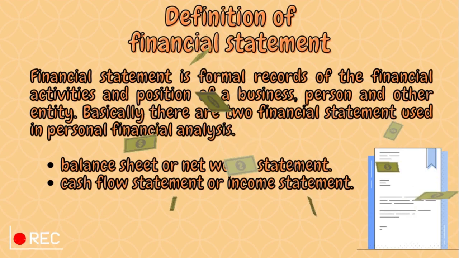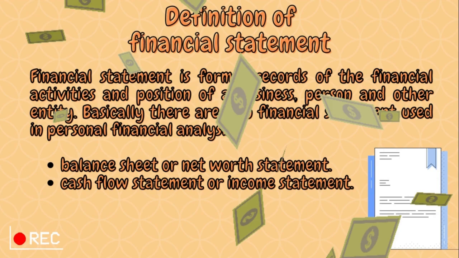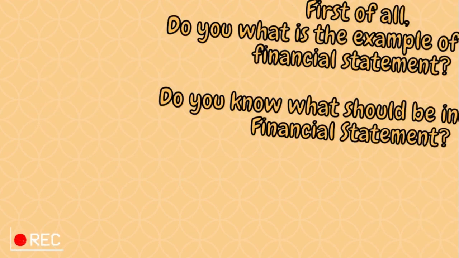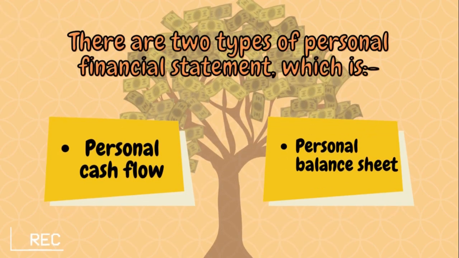Financial statement. A financial statement is a formal record of the financial activities and position of a business, person or other entity. First of all, do you know what is an example of a personal financial statement? Do you know what should be included in a financial statement? There are two types of personal financial statement: first is the personal cash flow and second is the personal balance sheet.